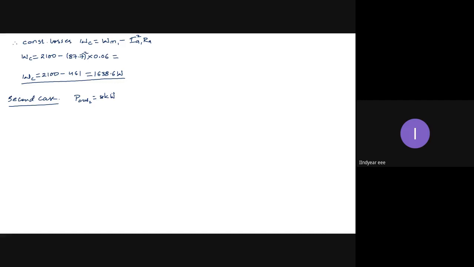But we can develop an expression where I can get IA. Once I get IA, when I add those losses to the constant losses, I will get the total losses. Then when I add total losses to the output, I get P in. Once I get P in, I will get the efficiency. So that we have to do here. Let IA2 be the armature current.